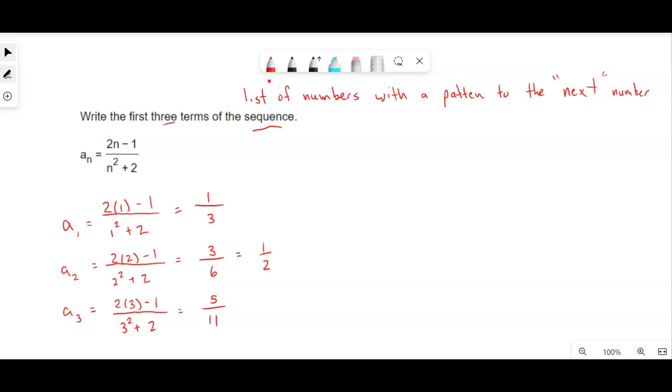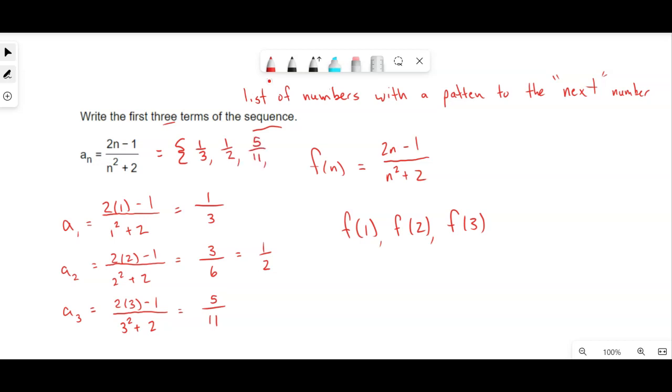We're just plugging in. You can think of it like that, right? Like if you remember function notation, and you replace n with 1, 2, and 3. It's really no different than that. The only real difference is we typically write these as sets. So it would be like 1/3, 1/2, 5/11ths, and then dot dot dot, because there's no upper bound on n given to us here. So you can think of a list. You can also call it a set of numbers with a pattern.